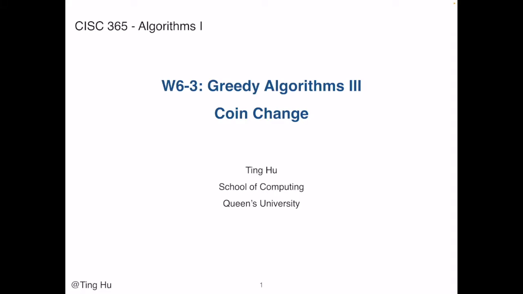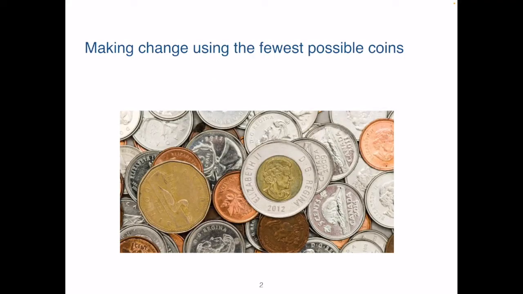Hello, welcome back. In this lecture, we will continue our discussion on the greedy paradigm and will show the third example problem. This problem involves something we all do very often, and most of us do it instinctively: making change using the fewest possible coins. So the problem is, given a total value, can we make change using the fewest coins?